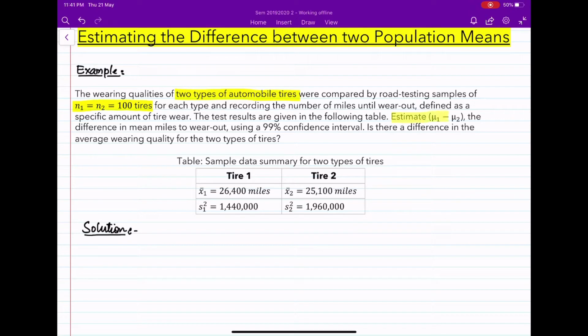We have to estimate mu1 minus mu2, which is the difference in mean miles to wear out, meaning the difference of population means, by using a 99% confidence interval. And we also have to tell, is there any difference in the average wearing quality of the two types of tires. Okay, the data is given in the following table.